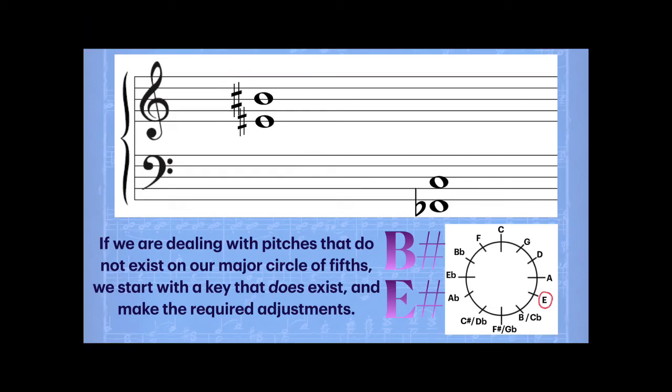Looking at the next interval with an F flat as the lower pitch, we recognize that there is no F flat on our major circle of fifths, but there is an F. An F to a C is a perfect fifth. Why? Because in the key signature of F major, we have one flat, and that's a B flat. So if an F to a C is a perfect fifth, then an F flat to a C flat is also a perfect fifth. Let's put the flat in front of our C note.